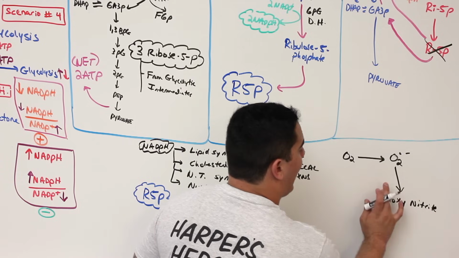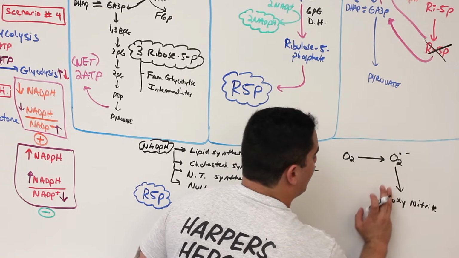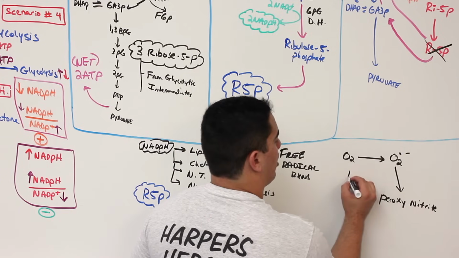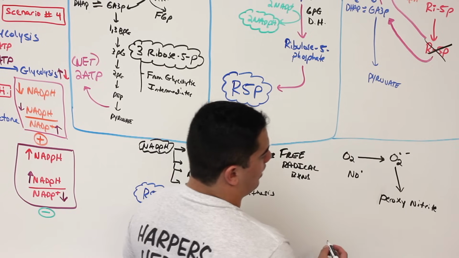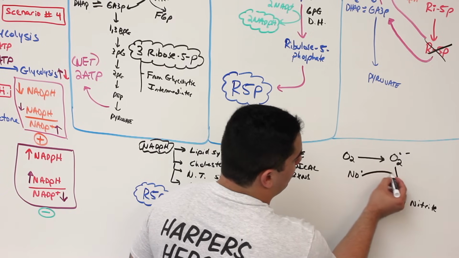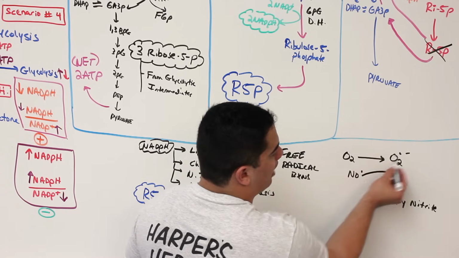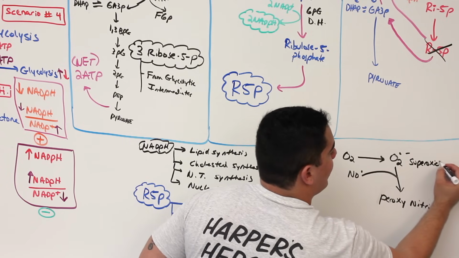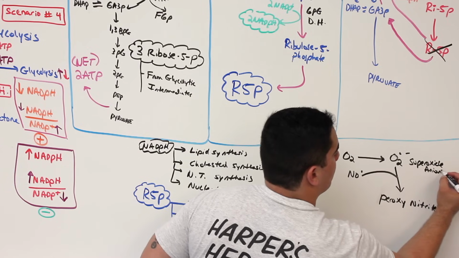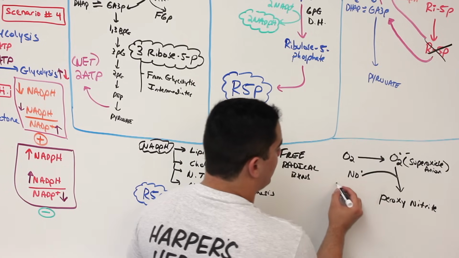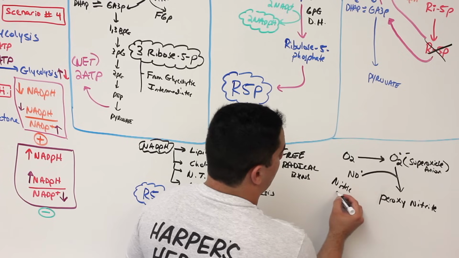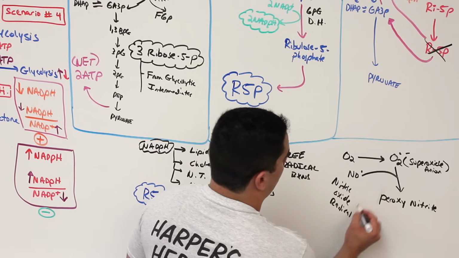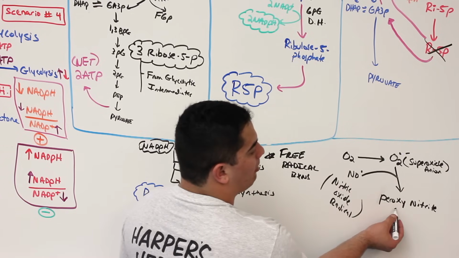But this will only happen if I have the presence of a nitric oxide radical. So you know, nitric oxide radical can also be formed within our body. So here's our nitric oxide radical. This nitric oxide radical can combine with this molecule. So what is this called? This is called superoxide anion, which is a radical. This is our nitric oxide radical. When these combine, they can make peroxynitrite.